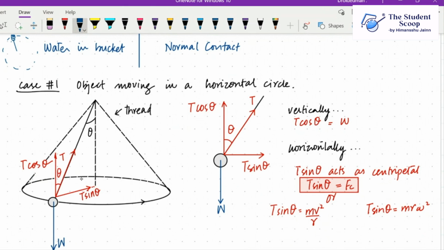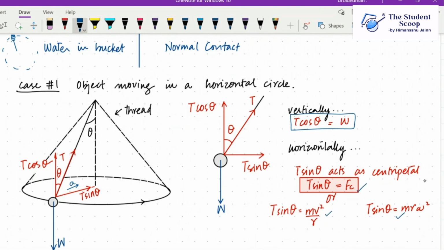Okay, and we have to understand that if the object is performing circular motion, the acceleration will be towards the center. It means that the vertical acceleration has to be zero and the vertical forces are balancing themselves. So T cos theta is balanced by the weight. The T sin theta here is not balanced by any other force, so we can say that T sin theta acts as a centripetal force. We can equate with this and we can get a relationship like this.